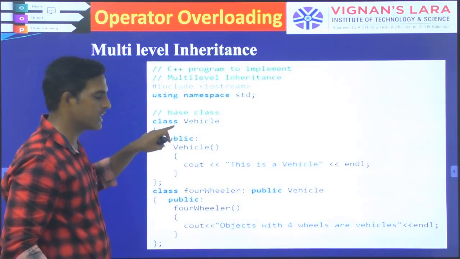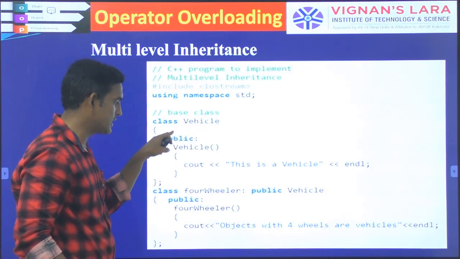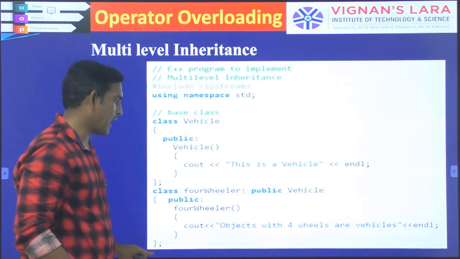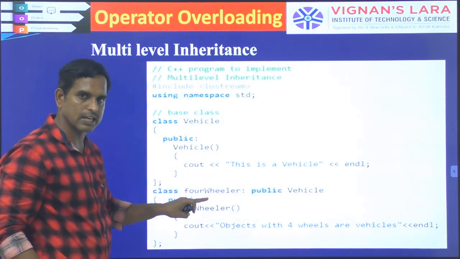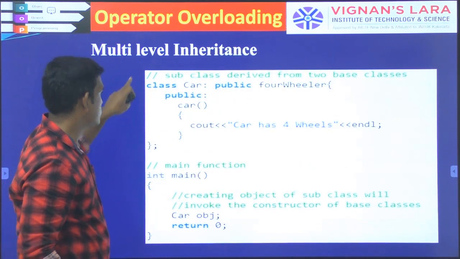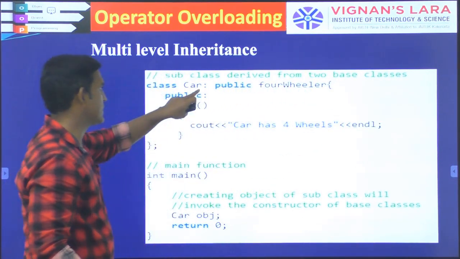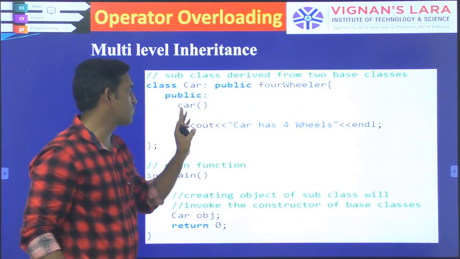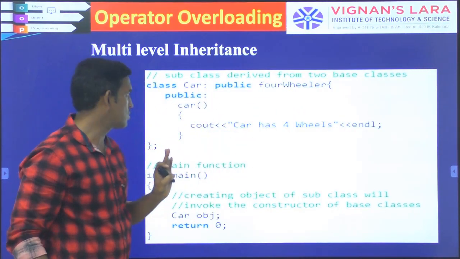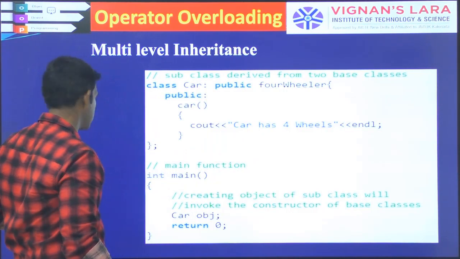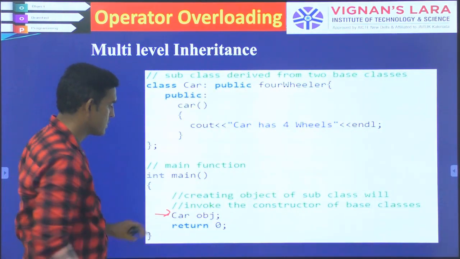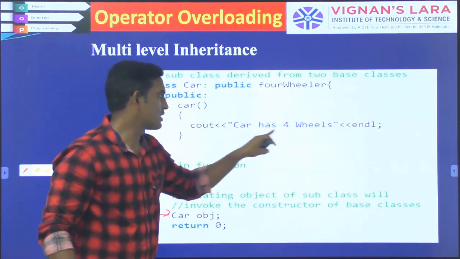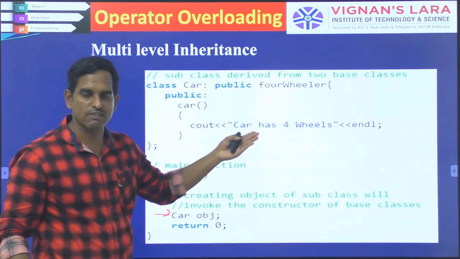Here you have vehicle, which is the main base class, A, and four-wheeler inheriting vehicle, so it acts like class B, the second base class. The third is class car, which inherits four-wheeler, and you are printing "Car has four wheels". How do you implement this? Just create an object, and this object will call this function, so "Car has four wheels" will be printed.